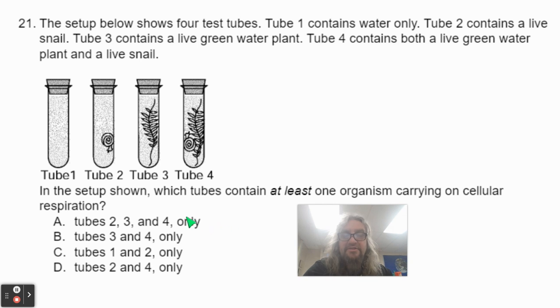Is it A, tubes 2, 3, and 4 only? B, tubes 3 and 4 only? C, tubes 1 and 2 only? Or D, tubes 2 and 4 only?